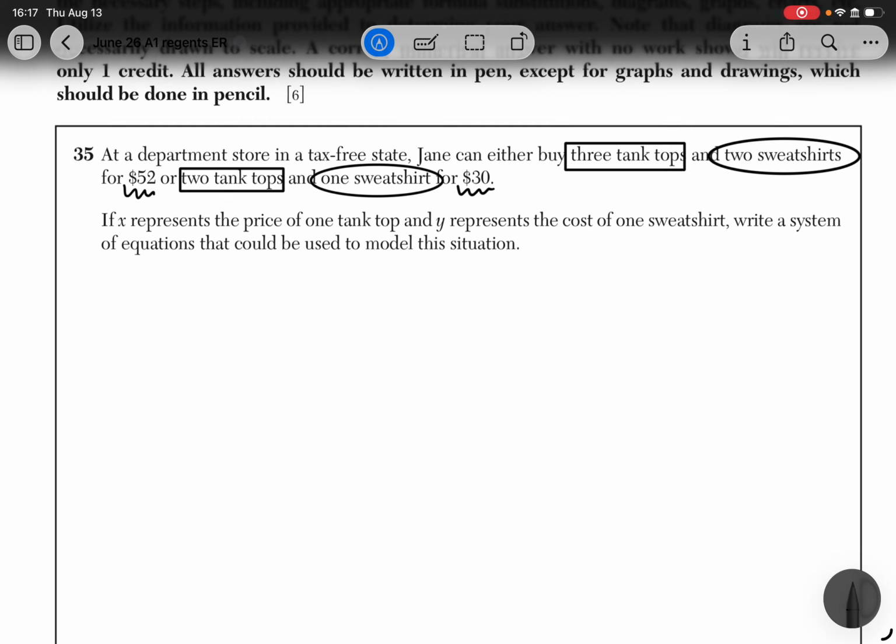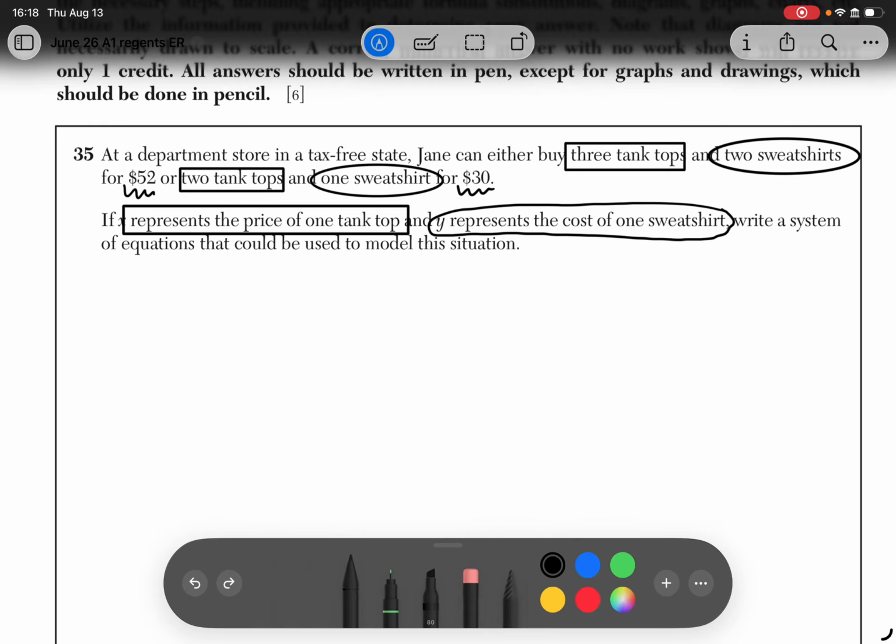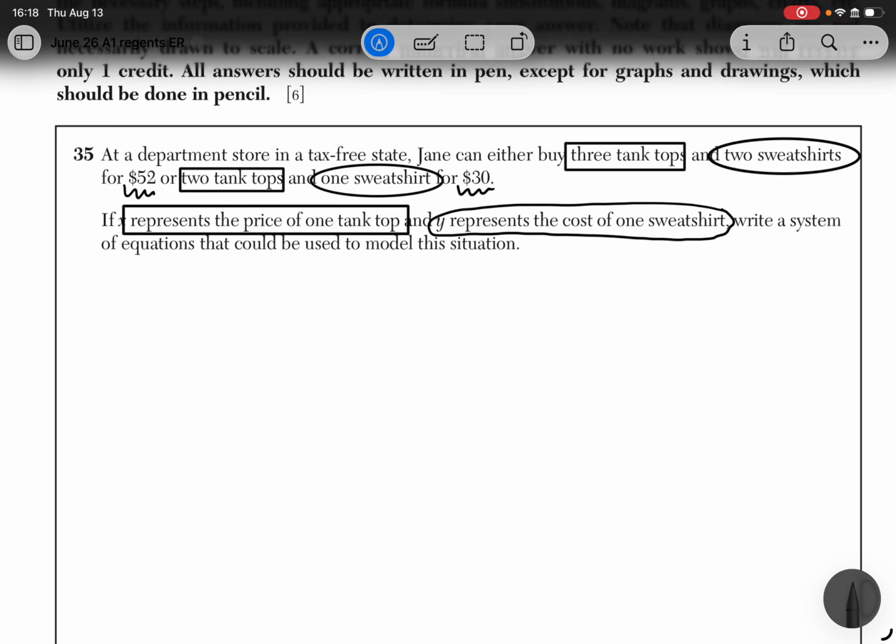for $52. We know that X represents the price of 1 tank top, so I'm going to box that because they all represent the tank tops. And then Y represents the cost of 1 sweatshirt, so we're going to circle that because it matches with our sweatshirts. Okay, so we have 3X, which is our tank tops. And then 2 sweatshirts. And usually if we're buying things, we're adding things up because we haven't been told of any discounts. And that's for $52, so $52 is the total that she spent.